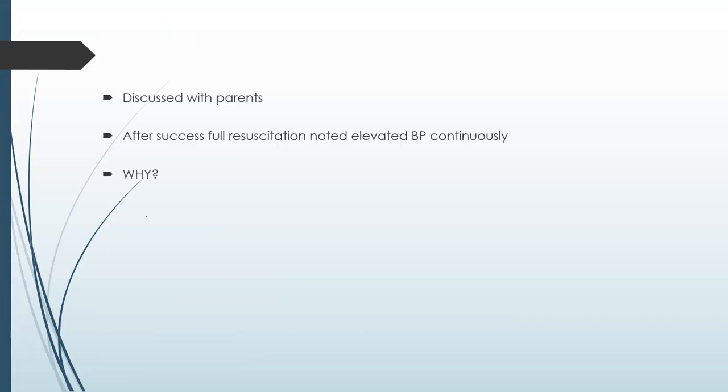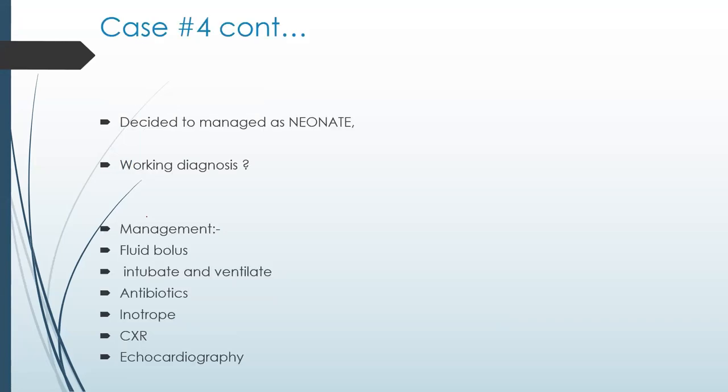We planned to do urgent echocardiography, but we couldn't do it. So after initial resuscitation, we discussed with the parents. But when we were discussing, the parents told us this child had symptoms of heart failure continuously. That means during feeding, the child developed excessive sweating, pausing of the feeding, and poor weight gain. So after successive resuscitation, we noted elevated blood pressure continuously. Why?